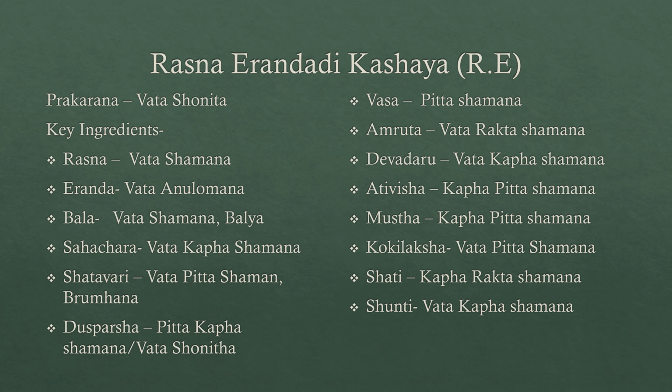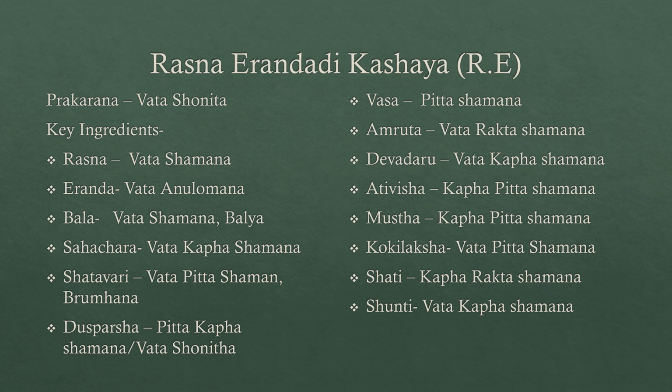The next one is Rasnadithraya, that is Rasna Erandadi Kashaya. It is the most misunderstood in therapeutic depth among these three kashayas. It is indicated in the Prakarana, that is Vata Shonita Prakarana, Vata Rakta Prakarana. We can see Rasna Erandadi Kashayam. Then we will move on to the ingredients.